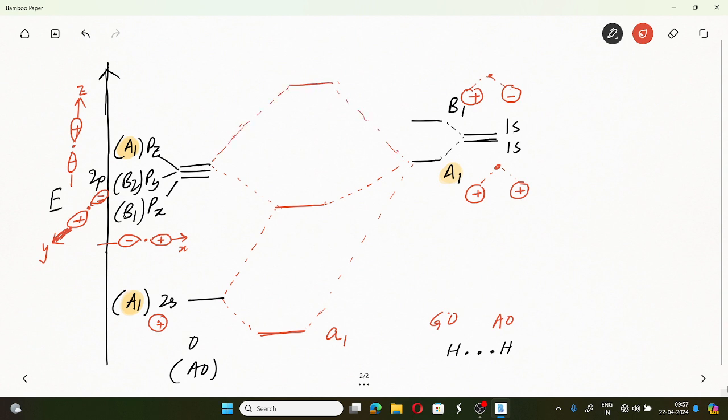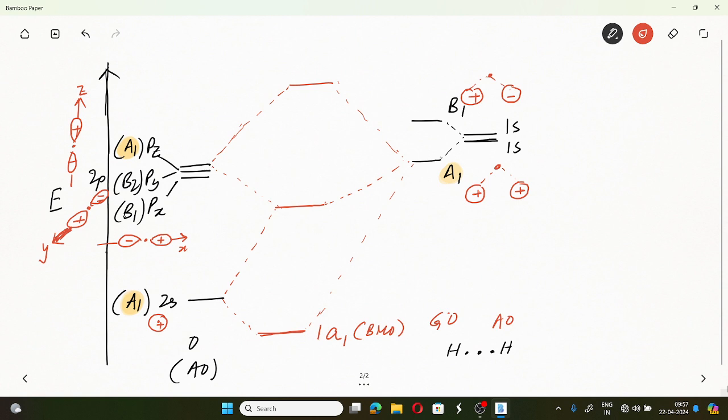Yes, like this. This is A1. This is a bonding molecular orbital, BMO. So let us name this as maybe 1A1 BMO.